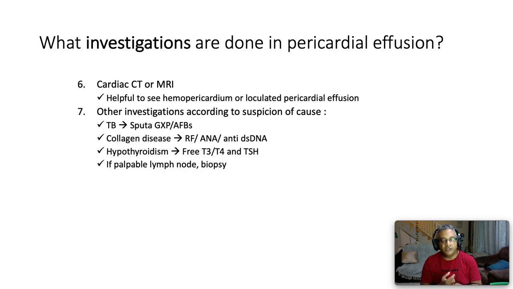Do your sputum GeneXpert and acid-fast bacilli. You can do your collagen disease screen in the way of rheumatoid factor, antinuclear factor, anti-double-stranded DNA, and extractable nuclear antigens. Hypothyroidism, remember myxedema can cause pericardial effusion.